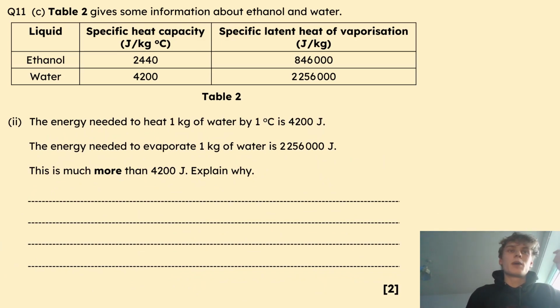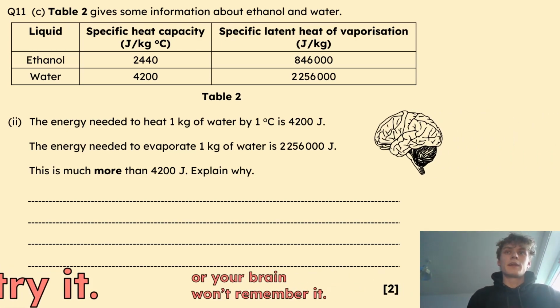So the second part of the question said the energy needed to heat 1 kilogram of water by 1 degree Celsius is 4,200 joules. The energy needed to evaporate 1 kilogram of water is 2,256,000 joules. This is much more than 4,200 joules. Explain why. So really think about it. Try it now.